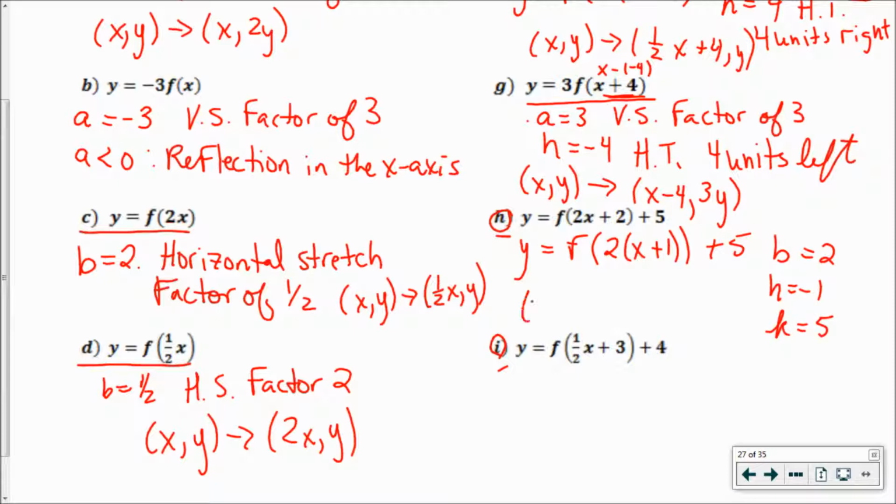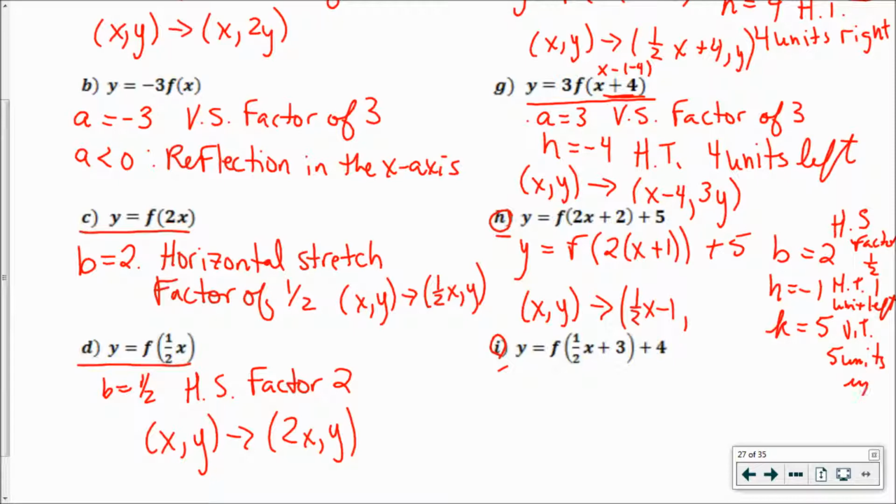So in my mapping notation, I multiply x by the factor. So remember, this b is a horizontal stretch. Factor is 1 over 2. So I'm going to have 1 over 2 times x. And this is a horizontal translation, 1 unit to the left, so -1. And k of 5 is a vertical translation, 5 units up. So this is going to be y plus 5.